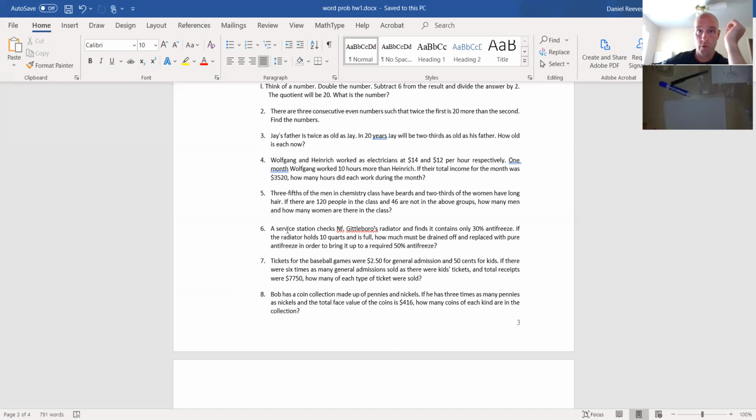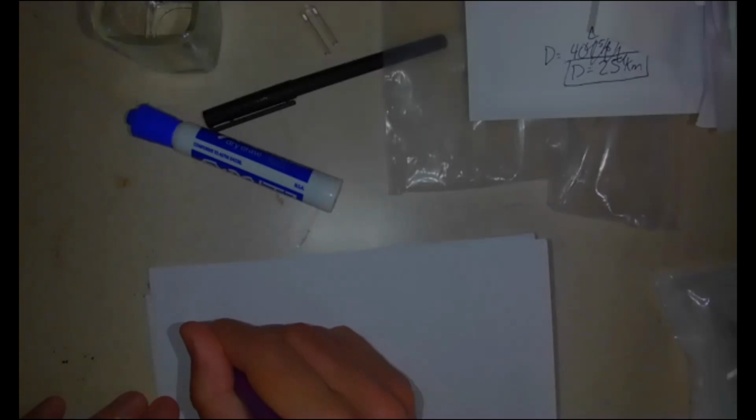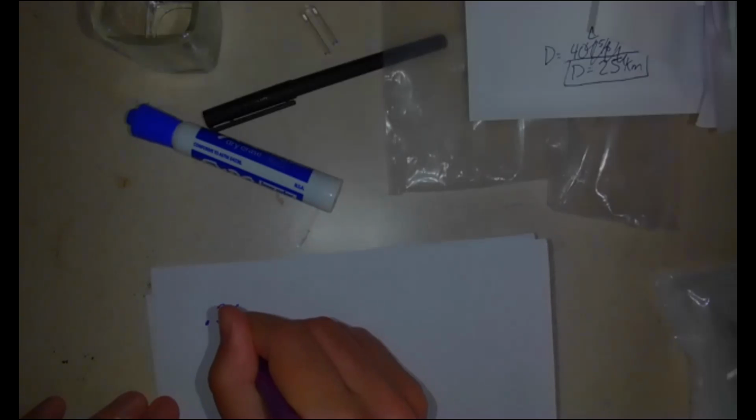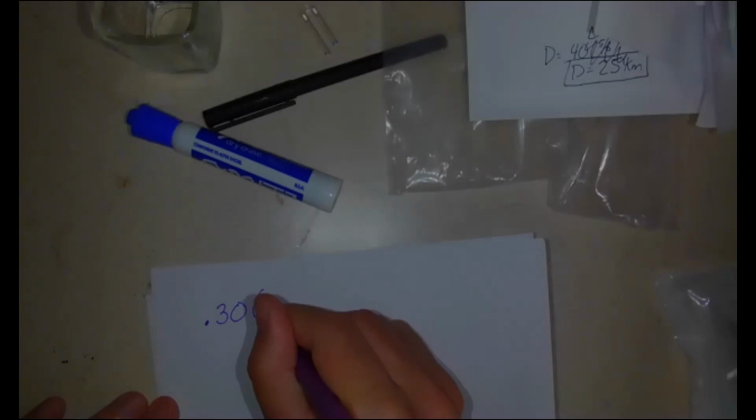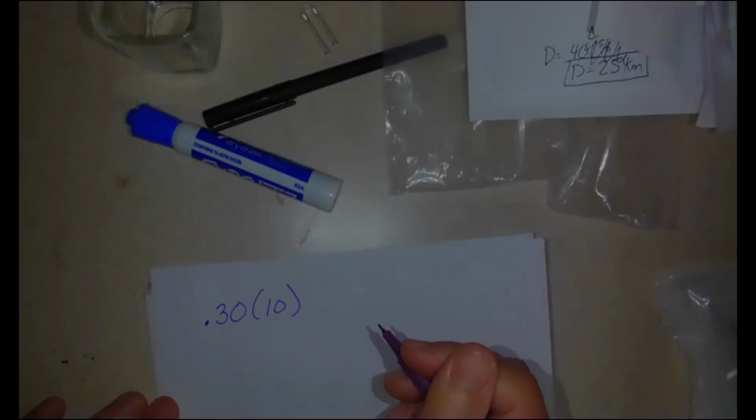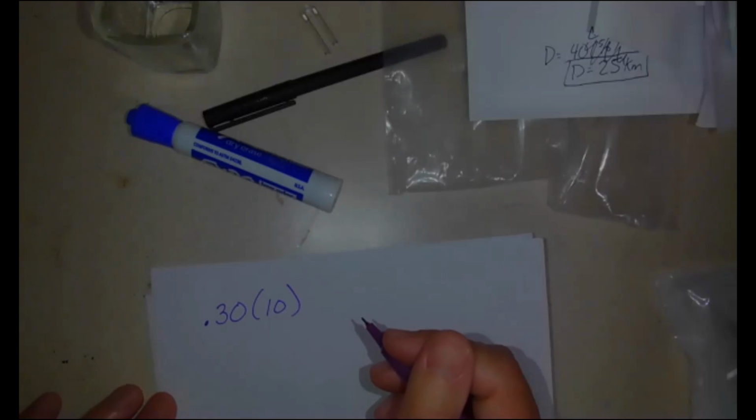So what I am going to do is stop the share. I am going to pin the document camera, and I'm going to write an expression for how much pure antifreeze is in that radiator. It starts out with 30% of 10 quarts. Okay, so there are 3 quarts of pure antifreeze in there, but 30% of 10.